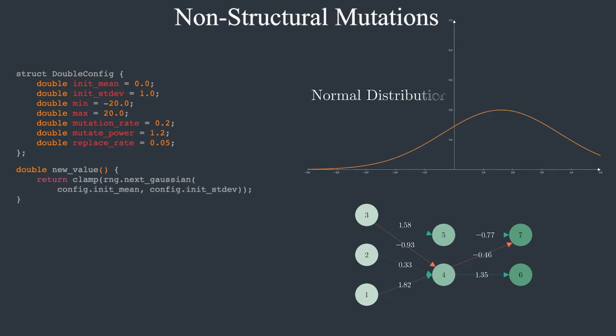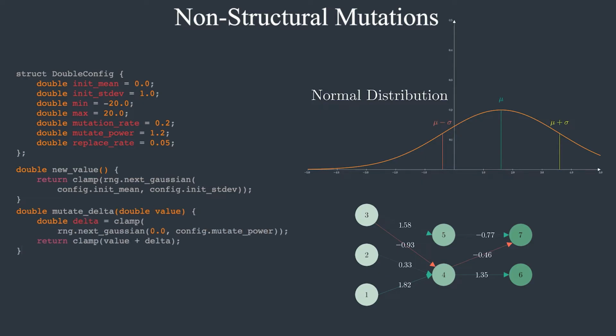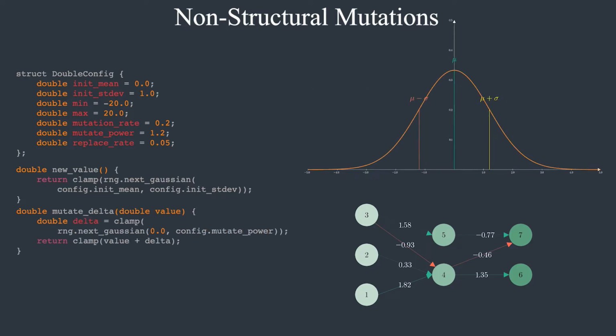A mutation occurs with a given probability, and if it occurs, the current value changes by adding a random delta to it. The delta is generated using normal distribution around 0 and a standard deviation that we call the power in the config. There is also some chance that the number will be fully replaced by a new initial number. Also, each value is capped to avoid overfitting.